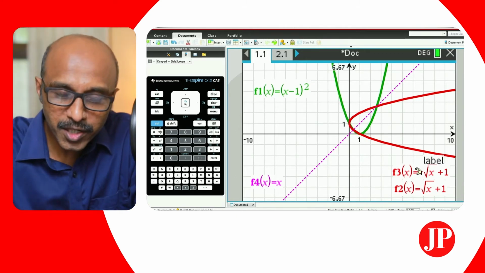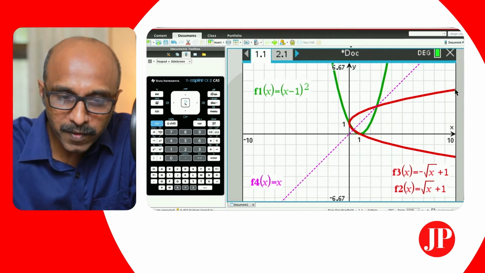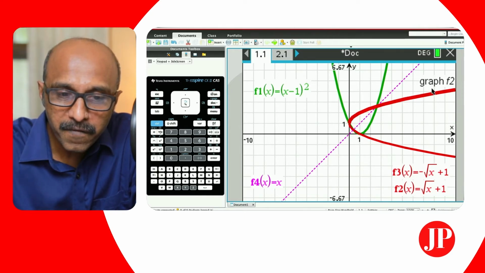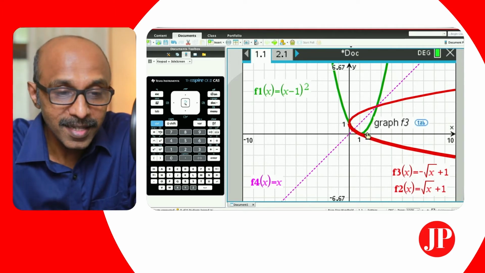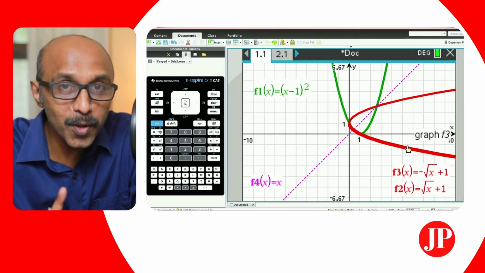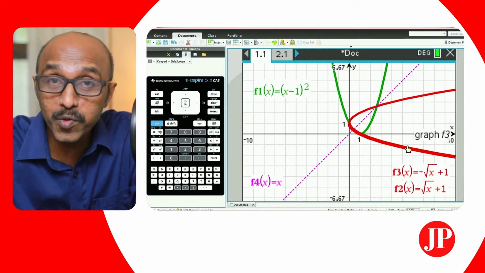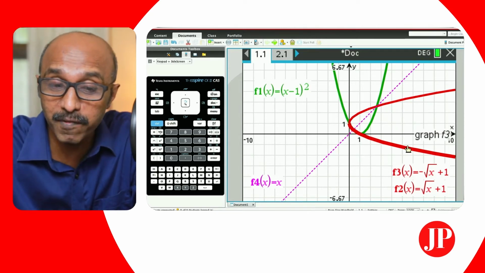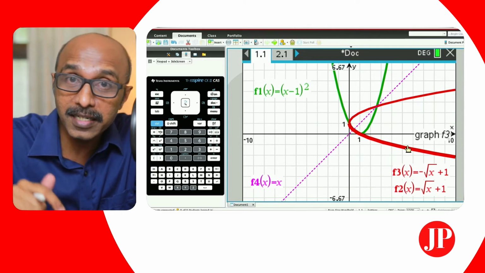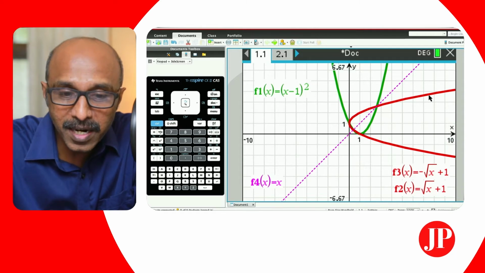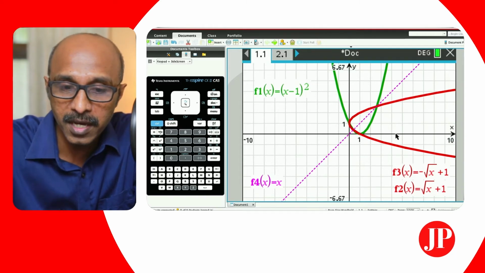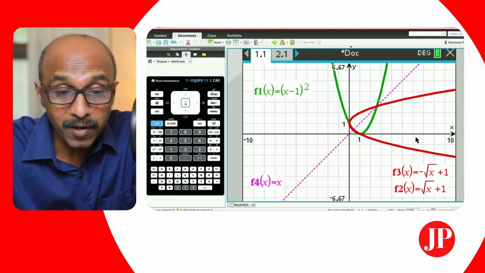But there's something very interesting going on here. Take a look at the graph of the inverse, the red graph. Every vertical line will cut this graph in more than one point. That means the inverse is no longer a function. For those of you who haven't seen my video on the vertical line test for functions, I'll link that in the description below. Every vertical line is going to cut the red graph in 2 points. That means the inverse is not a function.